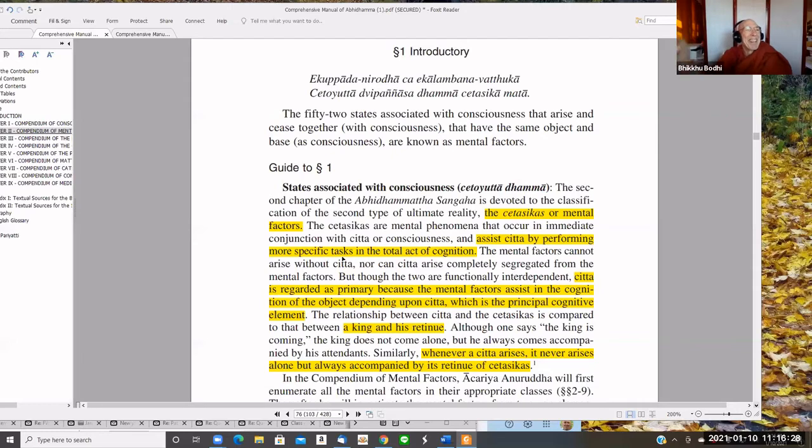Somebody asked before, if a citta has the function of knowing, how could it perform other functions? But actually there are many, many functions that are being performed by the citta. They are able to perform these functions because they arise with a kind of multitude, a cluster of chaitasikas, mental factors that perform these more specific tasks within the total act of knowing or experiencing an object. So the two are interdependent, but the citta is regarded as primary. And it's said that the chaitasikas assist the citta in knowing the object.